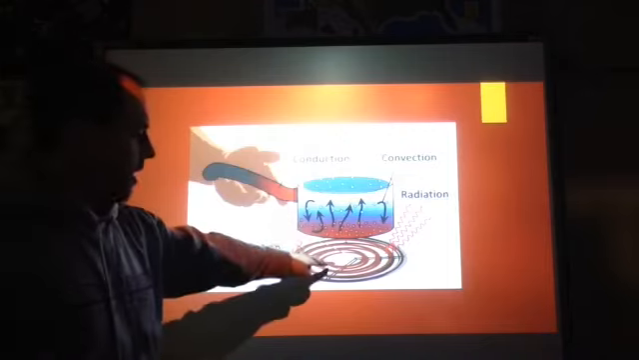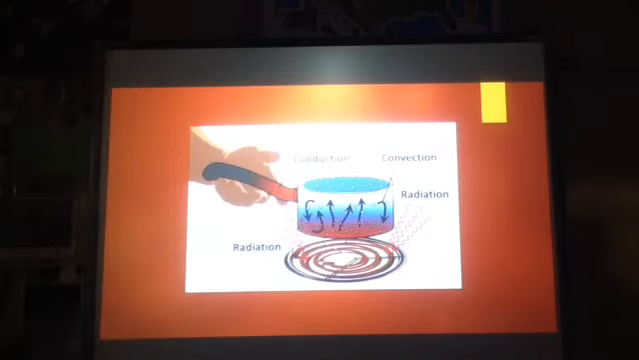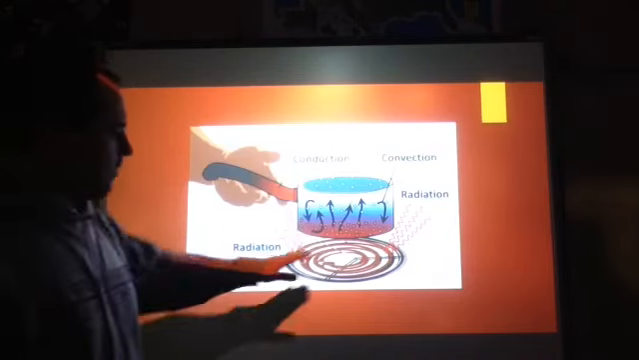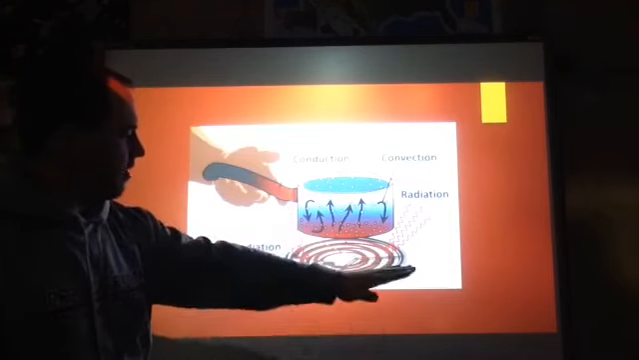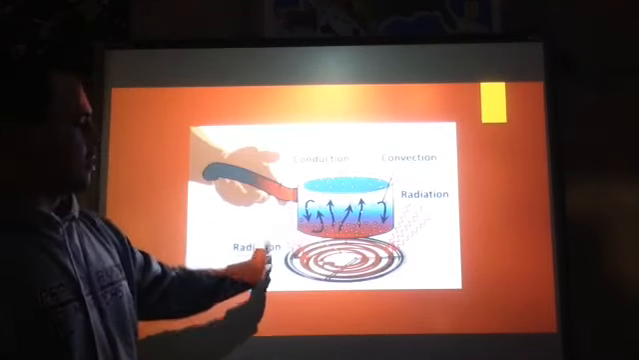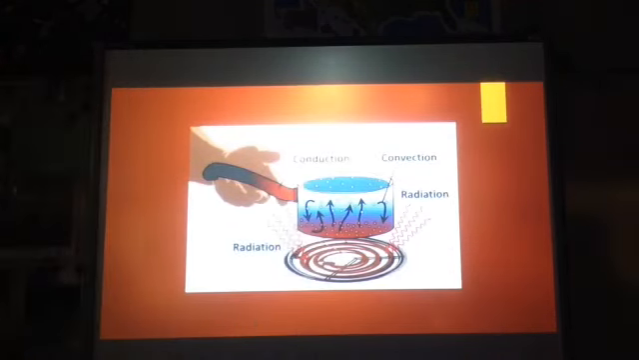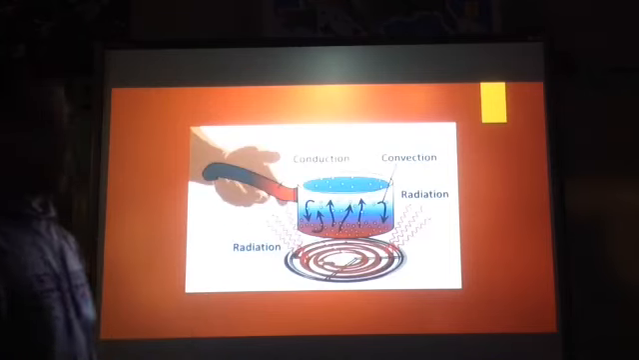Now, if this pot was directly on there, that would be conduction. But right now, if you put your hand just right above that stove or a little bit off to the side of the burner, you can feel the heat even to the side because it is glowing.